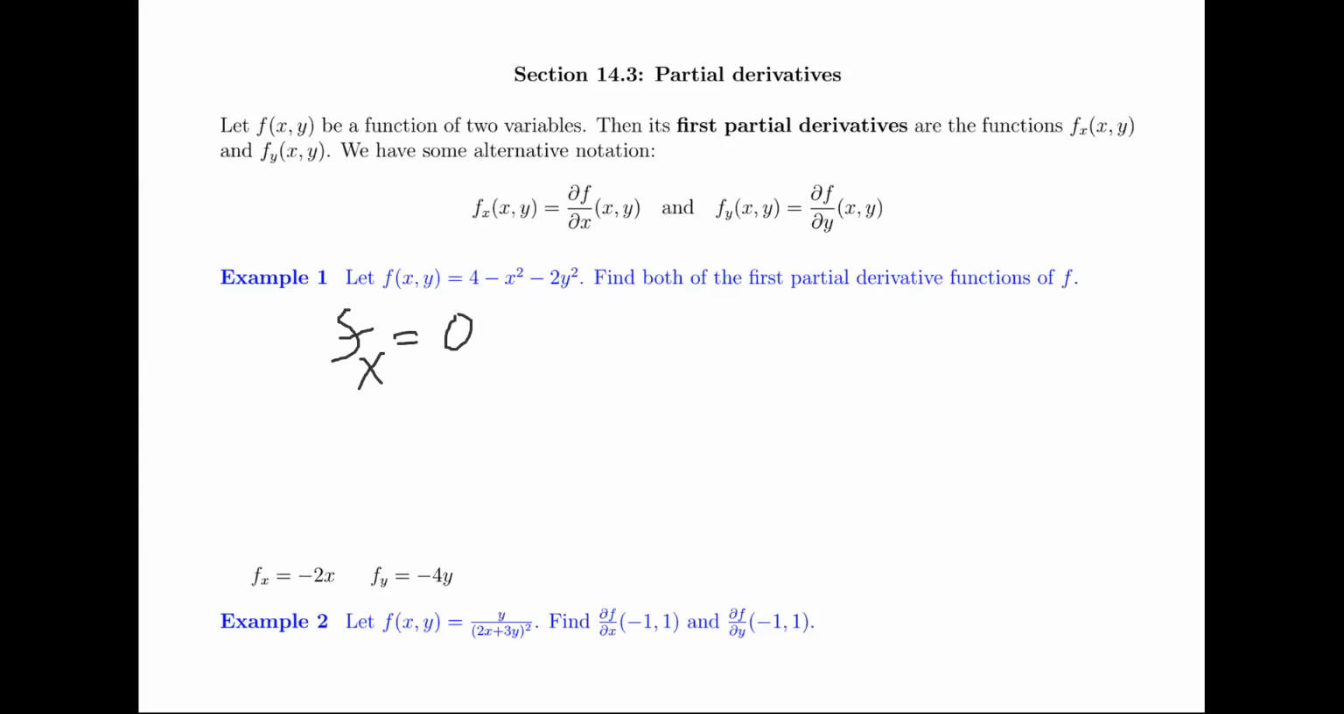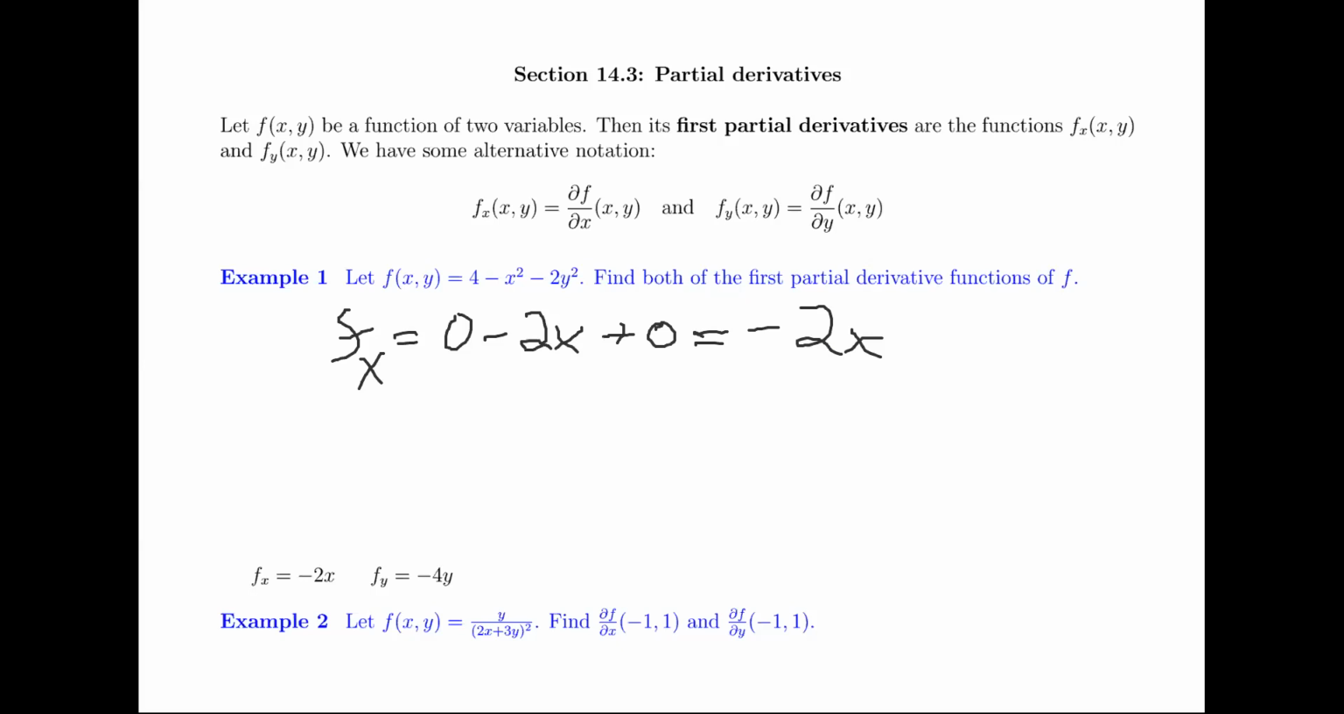What is the derivative of negative x squared with respect to x? Well, that is negative 2x. And then what is the derivative of negative 2y squared? Well, we're taking the derivative with respect to x, and so we treat y as a constant. So negative 2y squared is a constant, and the derivative of a constant is 0. So in fact, the partial derivative with respect to x is just negative 2x.